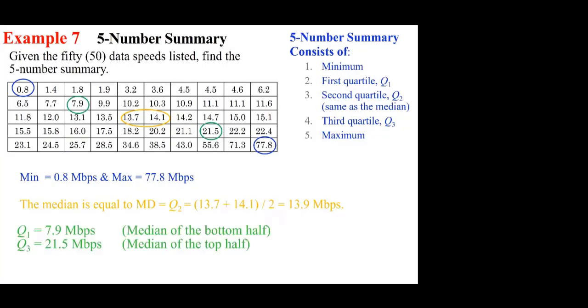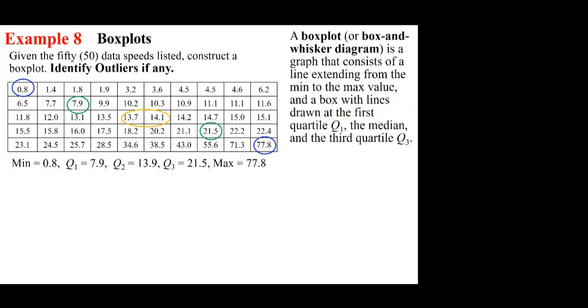So we got the 5-number summary, the numbers that we just came up with. Now we want to do a box plot, or a box and whisker plot. It is a graph that consists of a line extending from the minimum to maximum value and a box with lines drawn at the first quartile, Q1, the median, the second quartile, and the third one. In other words, I'm going to draw something and I'm going to erase it. I want to give you the concept. So the concept is very simple.